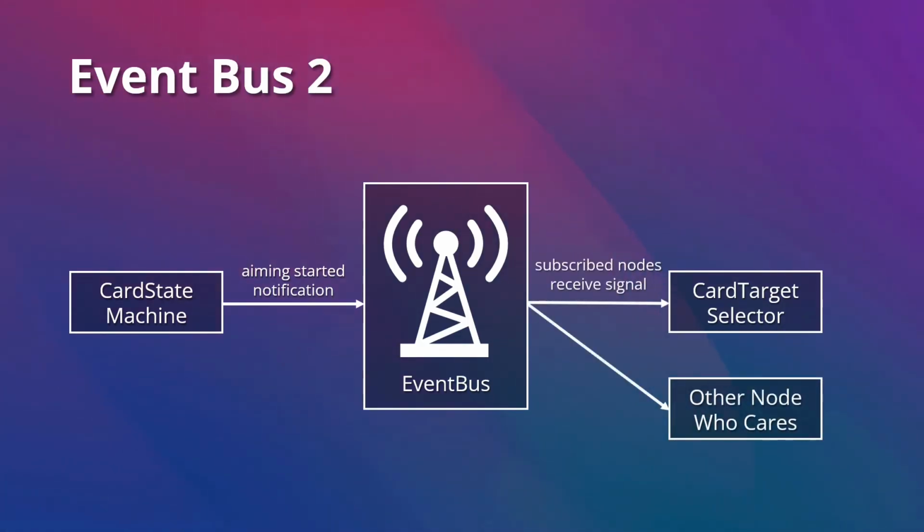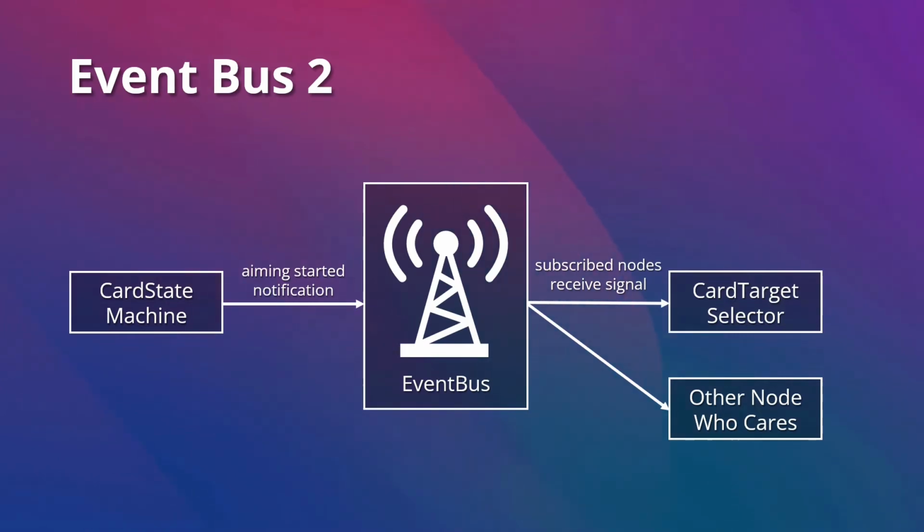And we connect this aiming started notification to the card target selector and any other node who cares about this really. And we don't need to couple the card state machine and the card target selector themselves together. Instead, we use this mediator, the event bus.